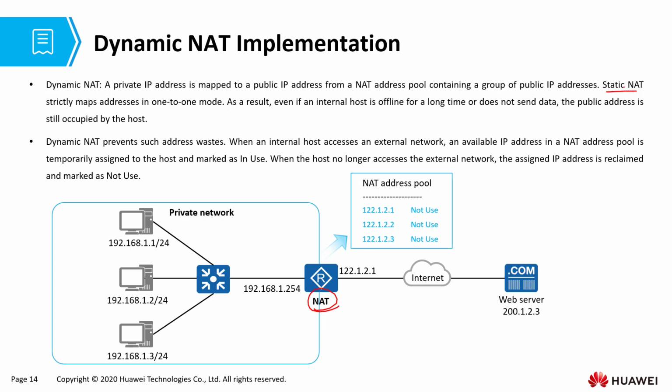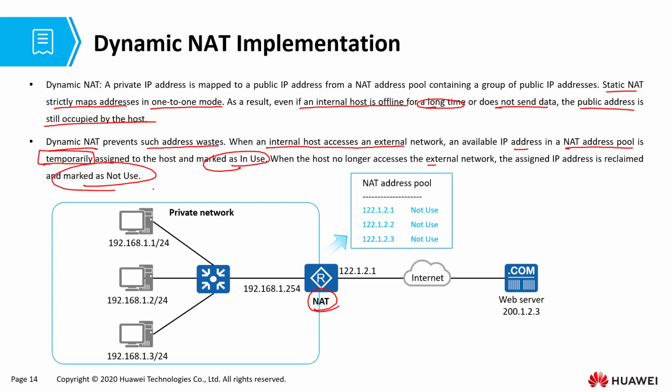As I mentioned, in static NAT, there is strict mapping of addresses in a one-to-one mode. As a result, even if an internal host is offline for a long time or does not send data, the public address is still occupied by the host. Now, in dynamic NAT, we prevent such address wastage. When an internal host accesses an external network, an available IP address in a NAT address pool is temporarily, that's key, assigned to the host and marked as in use. When the host no longer accesses the external network, the assigned IP address is reclaimed and marked as not in use.